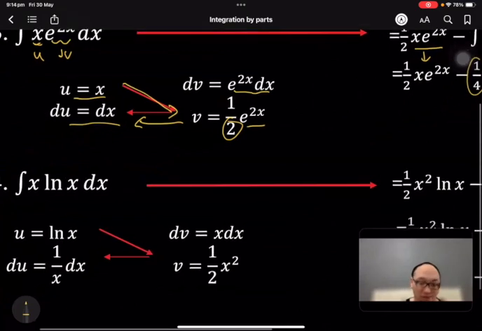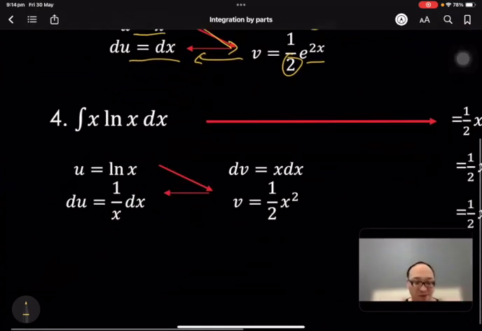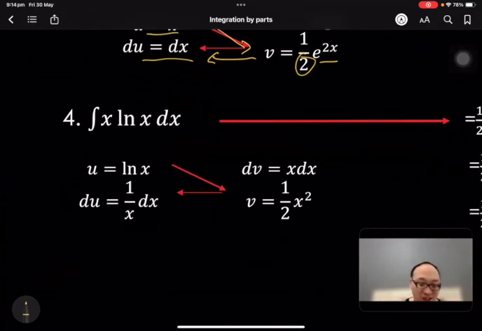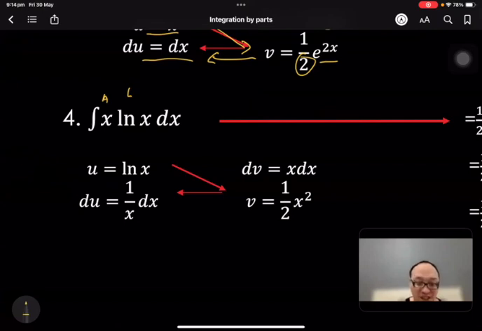Do you find it quite easy? Because you just find the u and dv, and then put it into the formula. Number 4, x ln x dx. So x again is an algebra. Now ln x is a logarithm. Since L comes before A, the u is ln x. The derivative of ln x, du, is 1 over x dx.